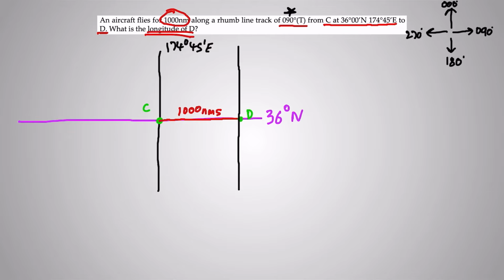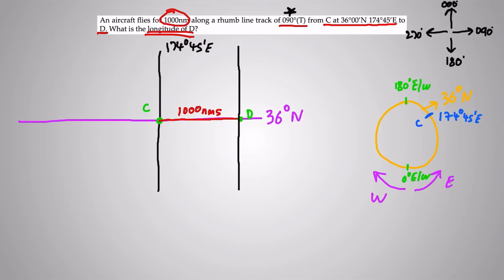Okay, so let's plot all this in this way as well. So that is my latitude, which is 36 degrees north. This side is east, this side is west, that is 0 degree east-west, and this is 180 degree east-west. So that will be the prime meridian and its anti-meridian. So now the first point I have is point C, which lies on 174 degrees 45 minutes east longitude. So it will somewhere be over here, let's say it's here.